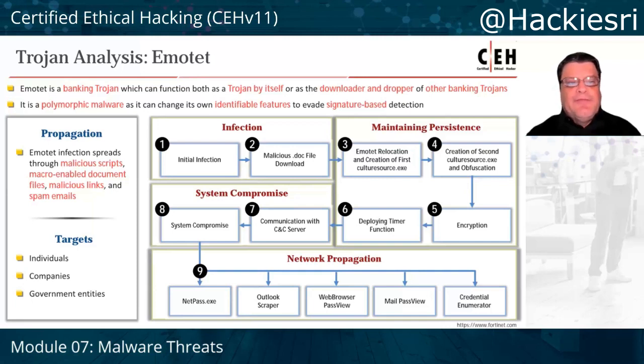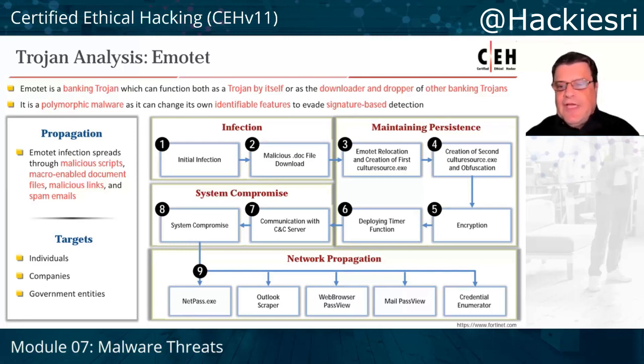Propagation: Emotet infection spreads through malicious scripts, macro-enabled document files, malicious links, and spam emails. Targets are typically individuals, companies, and government entities. If we look at the flow chart, in the center, we start with number one, initial infection. This is typically a malicious doc file download. This leads to maintenance of persistence, which is Emotet relocation and creation of the first culture source.exe, and creation of the second culture source.exe and obfuscation.